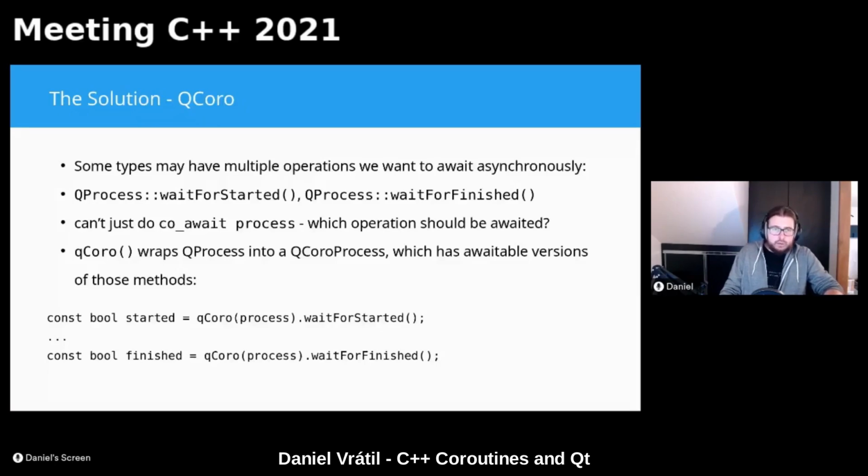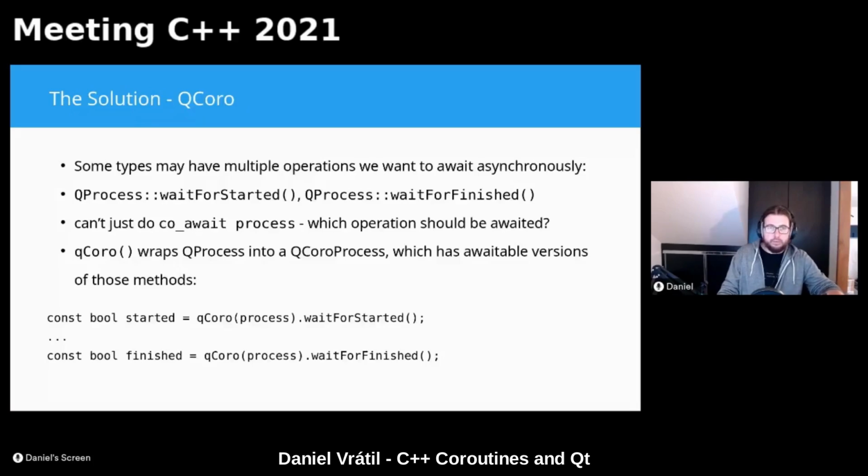But if I would just write co_await process, well, process would be the QProcess instance, and it's not clear which one of those is being awaited, right? So am I waiting for it to start or am I waiting for it to finish? So in those cases, there is a QCoro function, which is overloaded for all different kinds of Qt classes, or at least for the Qt classes that QCoro supports. And it basically just returns a thin wrapper class for that particular type. So for QProcess, we have a QCoroProcess.